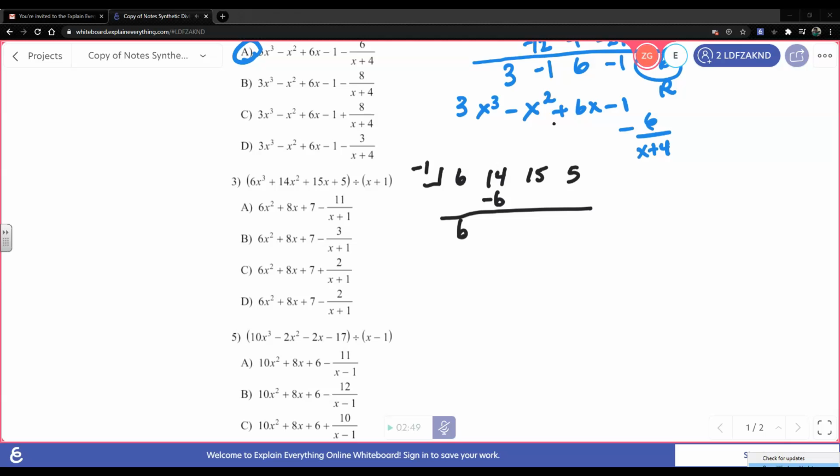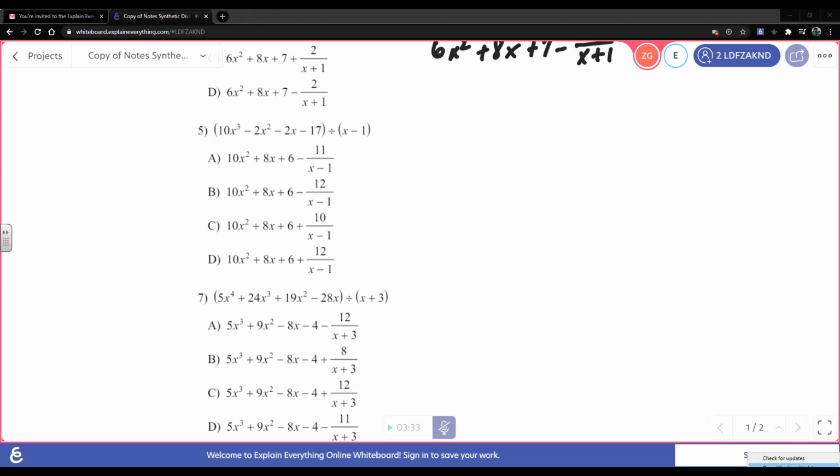We're going to go ahead and add. 14 plus negative 6 gives you 8. Negative 1 times 8 gives you negative 8. 15 minus 8 gives you 7. Negative 1 times 7 gives you negative 7, and 5 plus negative 7 gives you negative 2. And remember that the highest power was 3, so we're going to start with 6x squared plus 8x plus 7 minus 2, that's the remainder, and since we're dividing by x plus 1, it's going to be negative 2 over x plus 1.